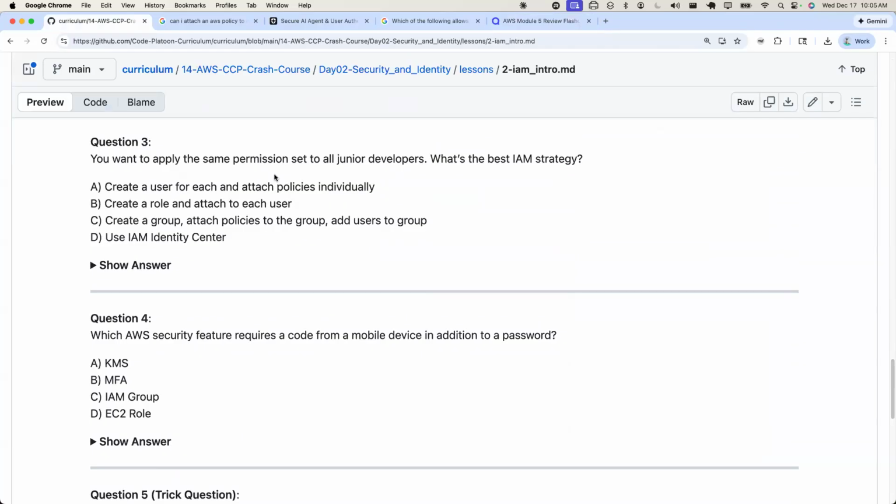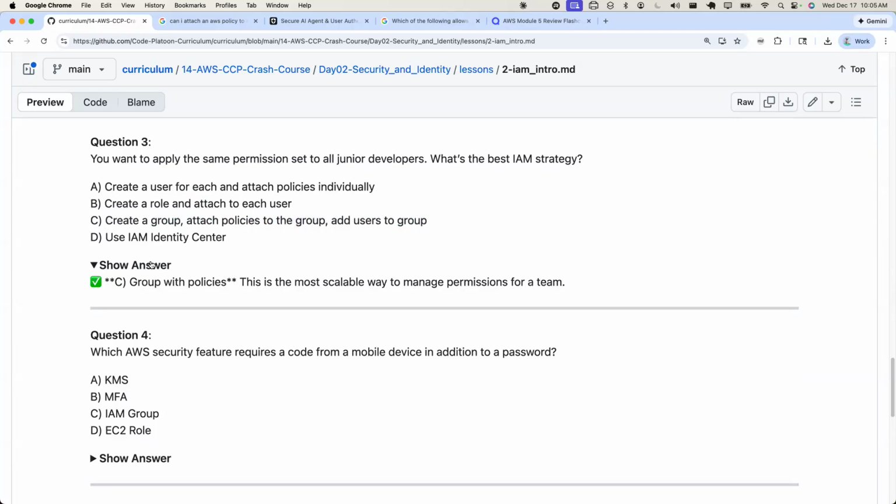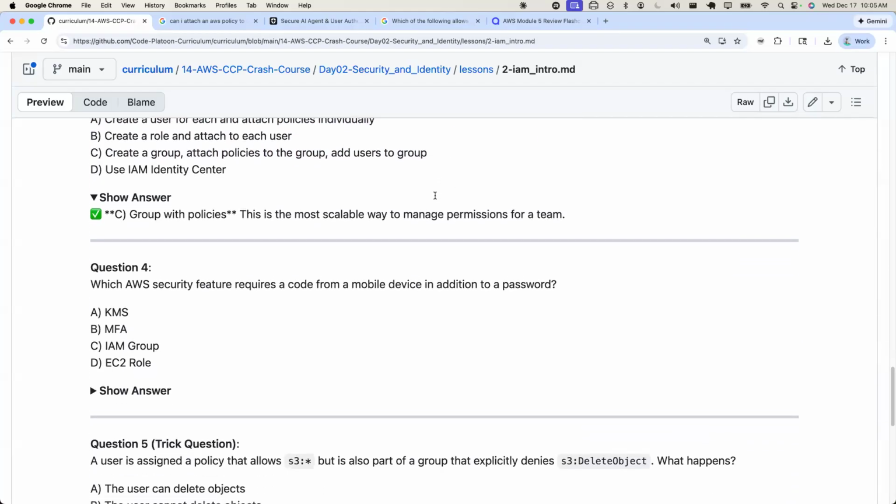Tom, thank you, sir. Sam, you're next up. You want to apply the same permission set to all junior developers. What's going to be the best IAM strategy? Do we C, create a group, attach policies to the group, add users to the group? Yes, sir. If I've got a bunch of people that I want to have the same rules, I'm probably going to want to use a group. I could do it this way, but that's not the best way. Good job, man. Thank you.